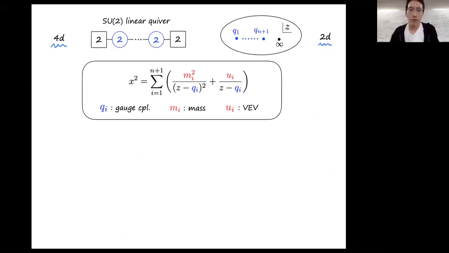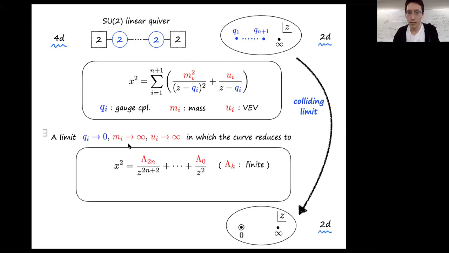Okay. Now, I want to take a particular limit of these parameters, which maps this theory to an Argyres-Douglas theory. And I want to keep track of the parameters in 4D and 2D. The limit I want to take is something like this: the q's are going to zero, and the masses m_i and the VEVs u_i are all going to infinity. So it's a special limit of gauge couplings, corresponding to the very strong gauge coupling limit, and the masses and VEVs are infinity. And in this limit, you can keep some combinations of these parameters finite. There are many different limits corresponding to different combinations kept finite.